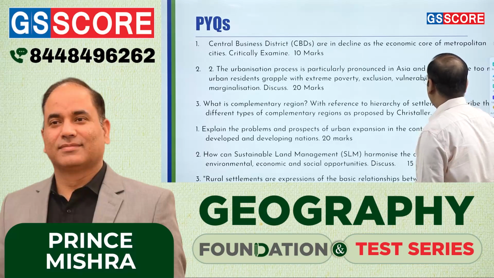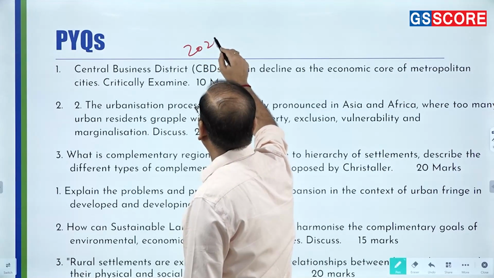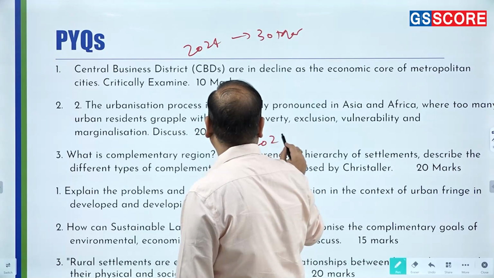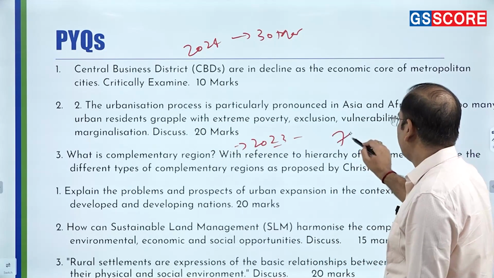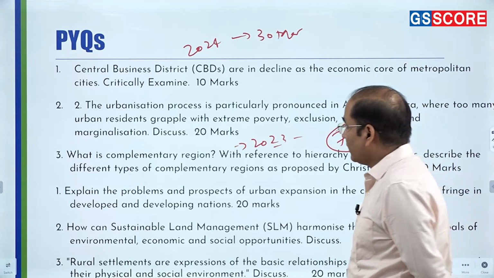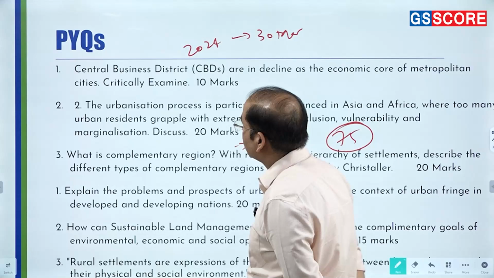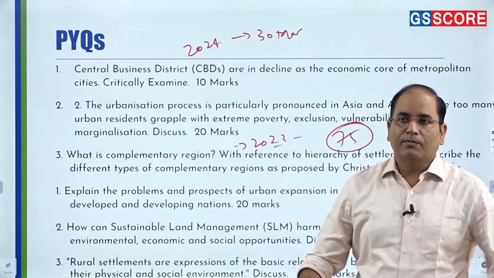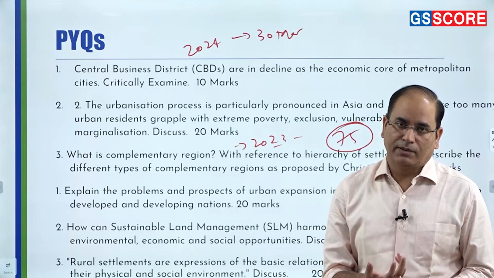If you look at the questions, you will find that in 2024 a 30 marks question has been asked, and in 2023, if you see, a 75 marks question has been asked. So it is a very important component, population and settlement, and you need to understand population and settlement together. Population and settlement is a very important component of your human geography, and it gives a base, and most of the topics are very doable, very easy to cover.